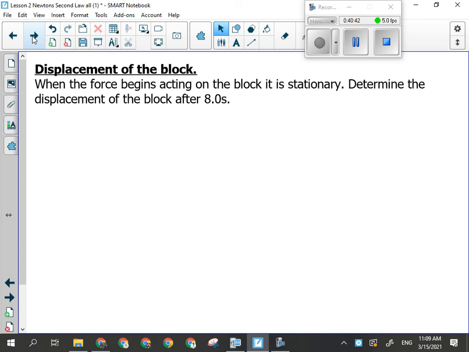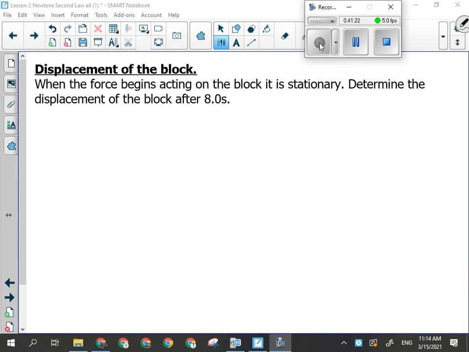So using the information you just calculated, I want you to calculate the displacement of the block, assuming it is stationary at the start, and the force acts for 8 seconds. Okay, so think about what you just calculated. You have the acceleration. They're telling you that initially it's stationary, and they're looking for the displacement of the block after 8 seconds. Anytime there's a net force, the object is going to accelerate, and getting an acceleration question as a part B would be perfectly reasonable to expect.